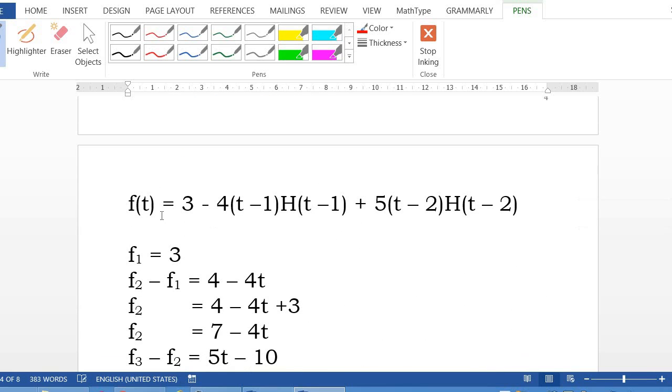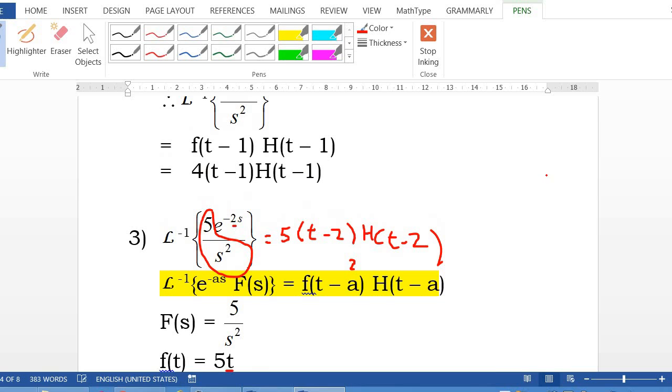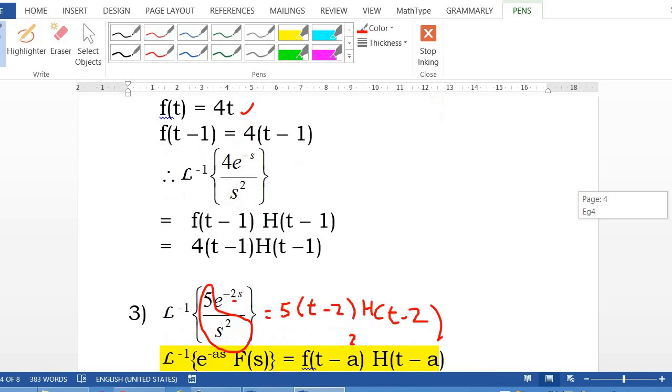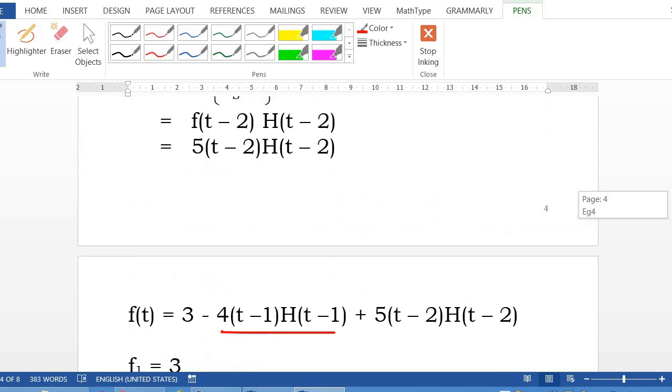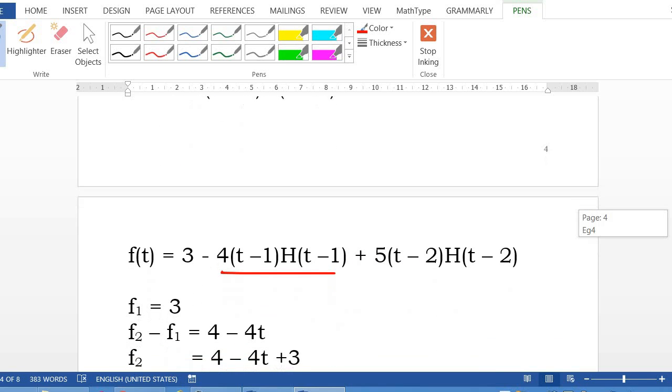Then we combine. The first term, from the inverse Laplace just now, we get 3. The second term is negative, because it's minus that term, so minus 4 times (t minus 1) h(t minus 1). The third term is plus, so plus 5 times (t minus 2) h(t minus 2).